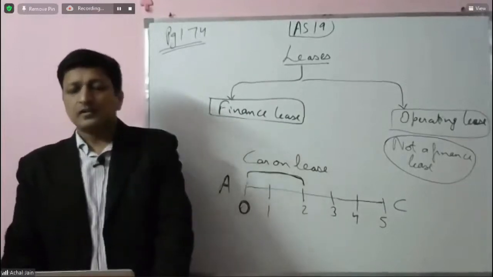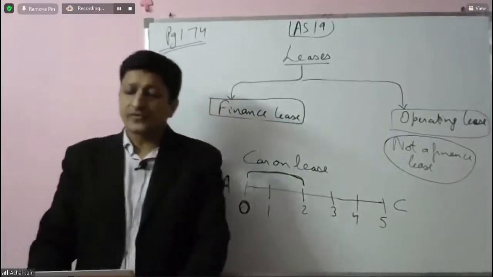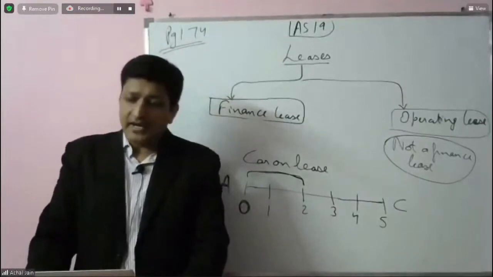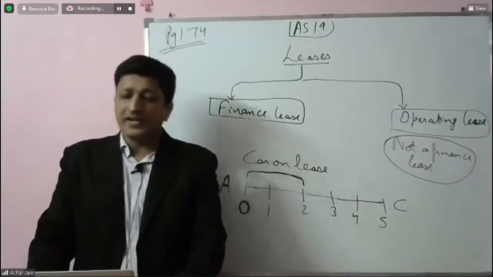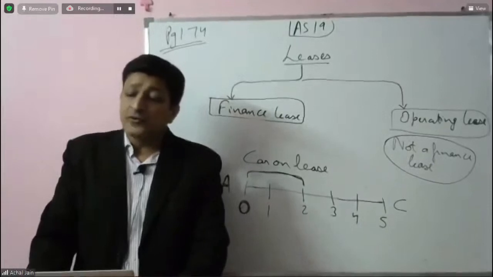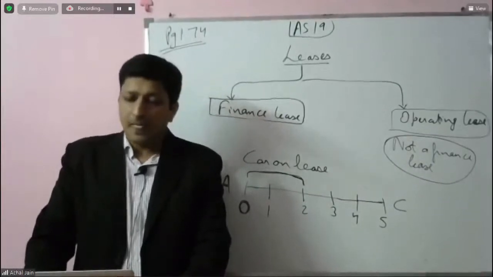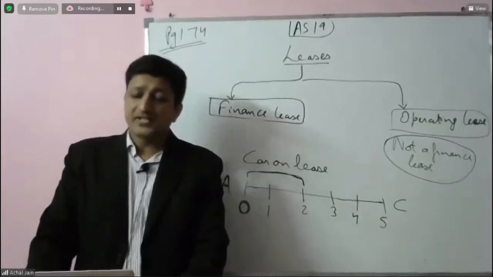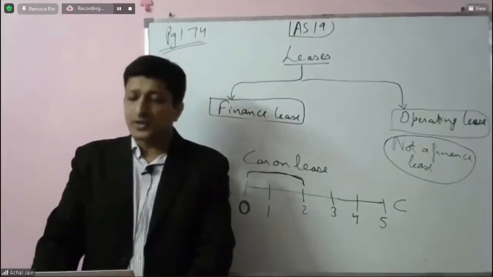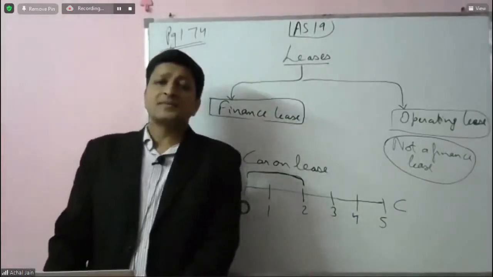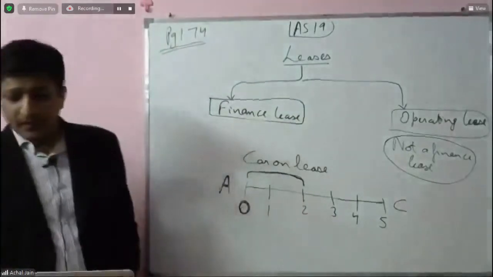Anushka is saying there's no substantial transfer of risk and rewards. That's why it's an operating lease. Excellent answer. Ayush is saying operating lease because it's not for a long period. Manish is saying it's an operating lease because it doesn't substantially cover the life.